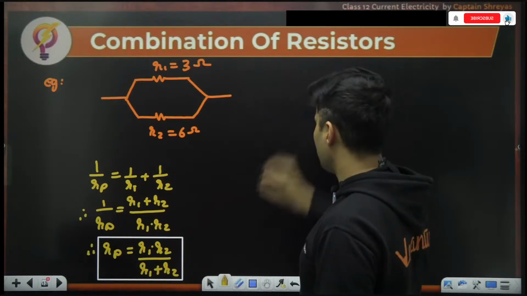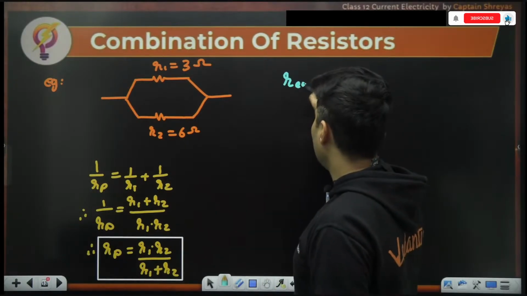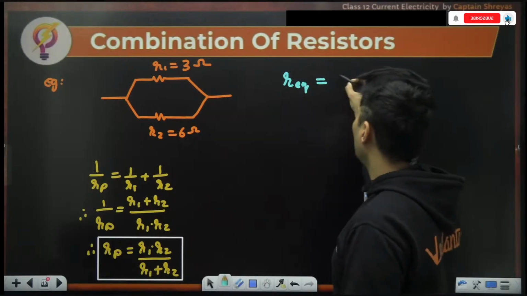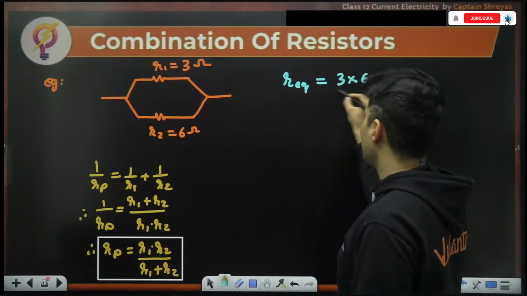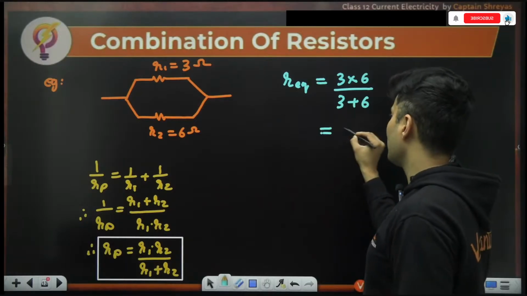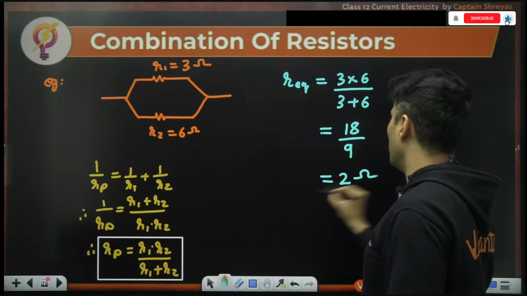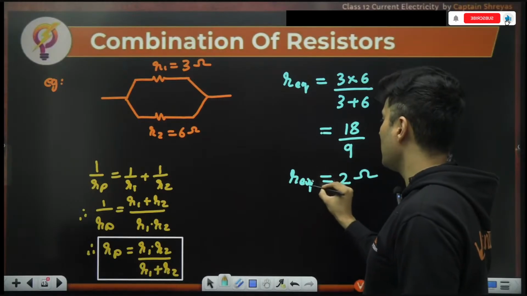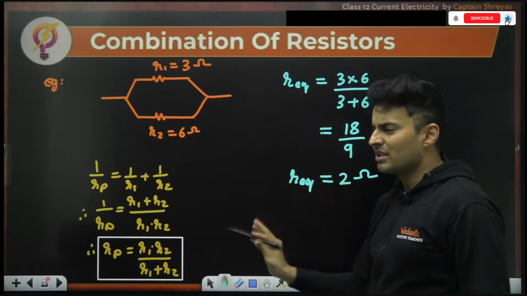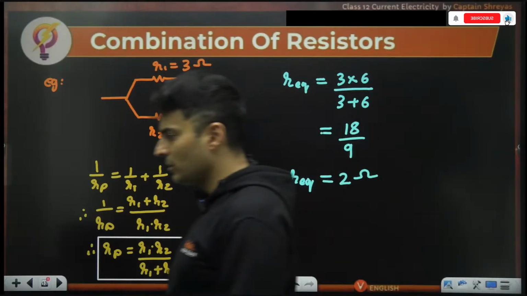In this particular scenario, if I use that formula, the equivalent resistance will be R1 R2, that means 3 into 6 divided by R1 plus R2, that means 3 plus 6. So 6 3s are 18, 6 plus 3 is 9. So this will be 2 ohms. So I can easily get the equivalent resistance using this simplification, the special case formula. Everyone till this point absolutely clear?